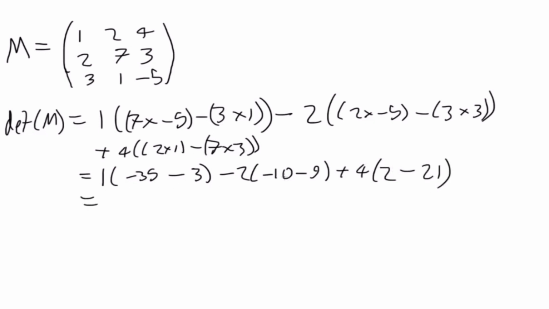Then we can simplify this. This is minus 38 times 1, which is just minus 38. This is minus 19 times minus 2, which gives you plus 38. And this is 2 minus 21, which is minus 19, times 4, which is minus 76. So these two cancel, which leaves you a determinant of minus 76. Well done if you managed to get that.